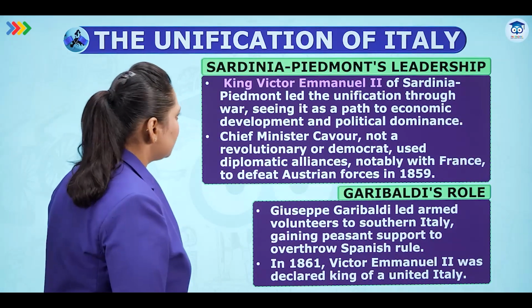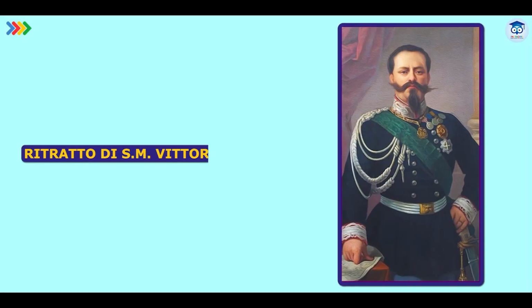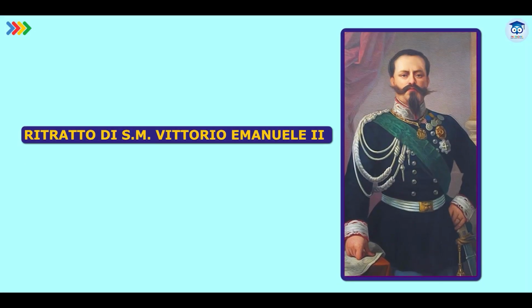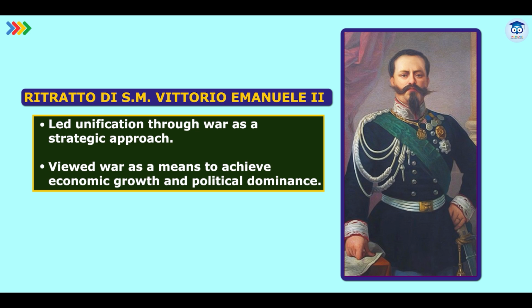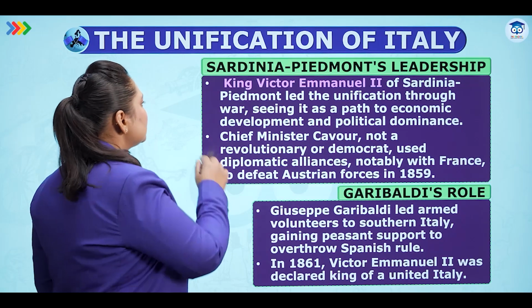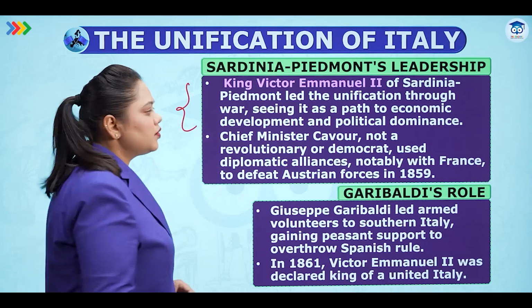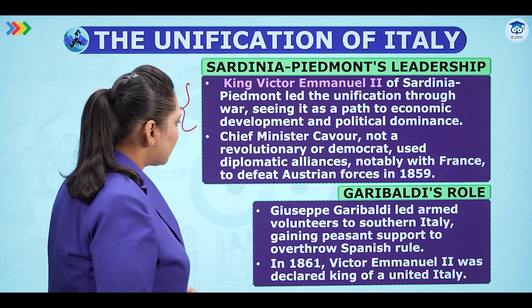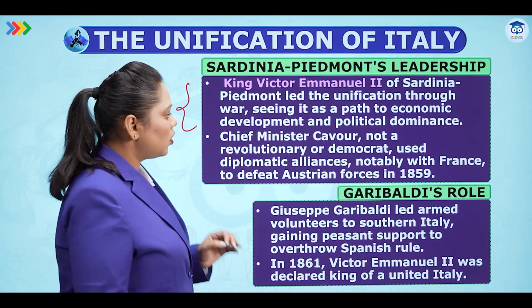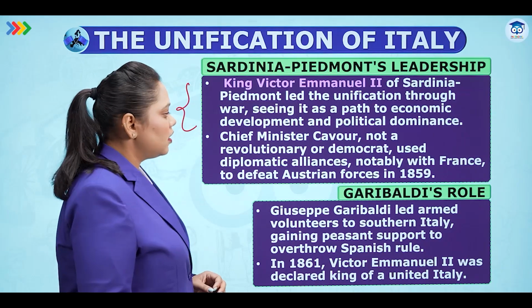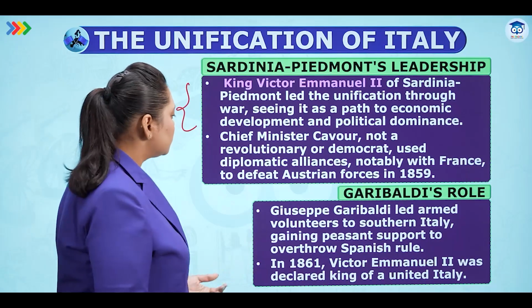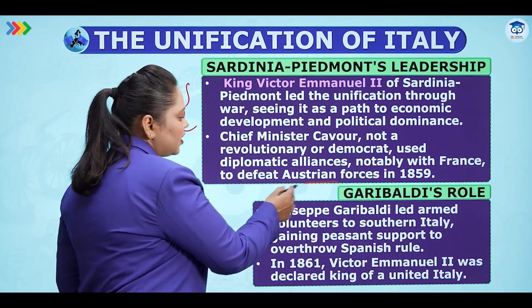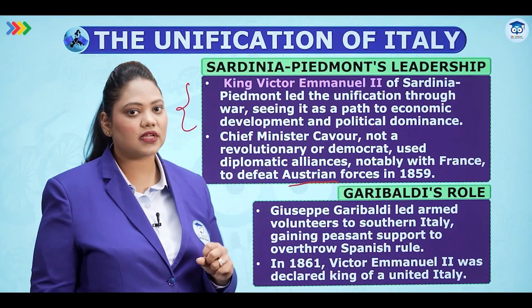Let's see Sardinia, Piedmont's leadership. King Victor Emmanuel II of Sardinia led the unification through war, seeing it as a path to economic development and political dominance. We can see over here that he was the king who actually wanted to unify Italy because of economic reasons. The Chief Minister Cavour, not a revolutionary or a democrat, used diplomatic alliances, notably with France, to defeat Austrian forces in 1859 so that Italy could come together.